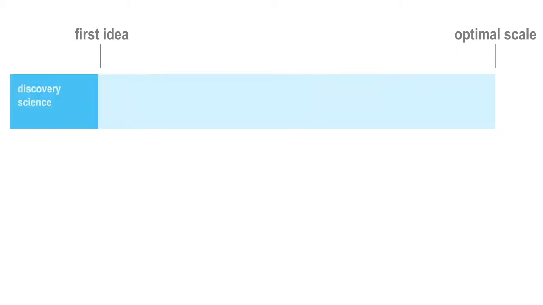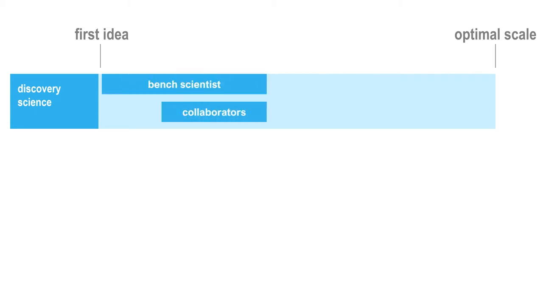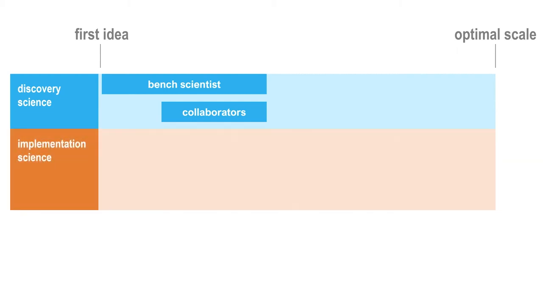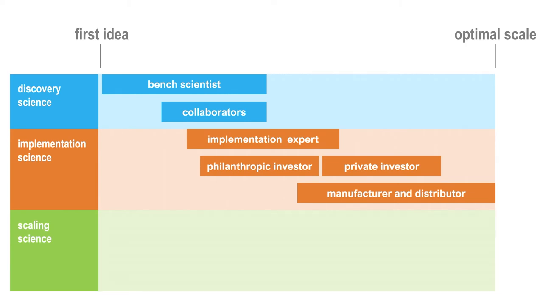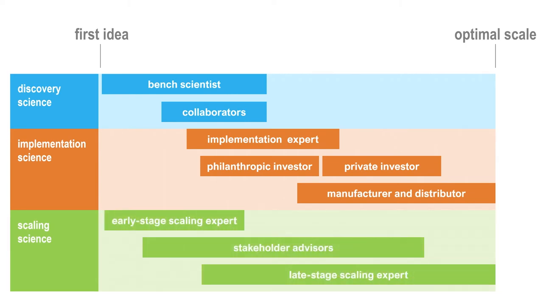The first part of the journey is called discovery science. It may be undertaken by a bench scientist and her collaborators. If the idea seems feasible, the next part of the journey is implementation science. There may be an implementation expert, investors, manufacturers, and distributors all working to bring the idea into practice. The whole journey may also be supported by scaling science. Scaling experts and stakeholders help all the actors to justify their efforts, define optimal scale, engage with collaborators and competitors, and support evaluation.